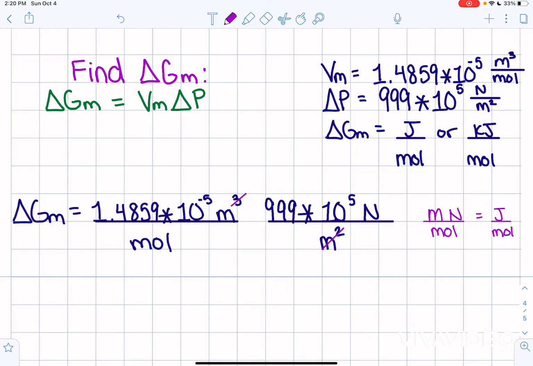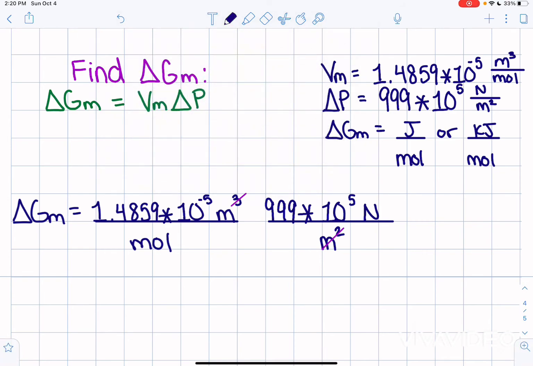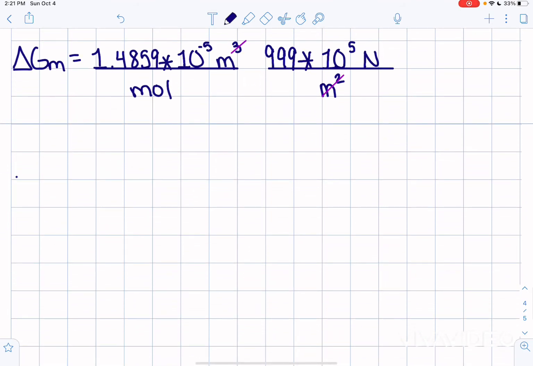So I'm going to go ahead and put this in my calculator because I believe that I am setting it up correctly. I'm going to erase this just for now. And let's see what answer we get. Go ahead and pause and see what answer you get. Okay. So what I got was 1484.44 newtons times meters over mole.